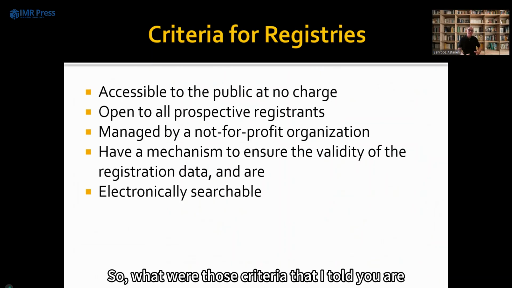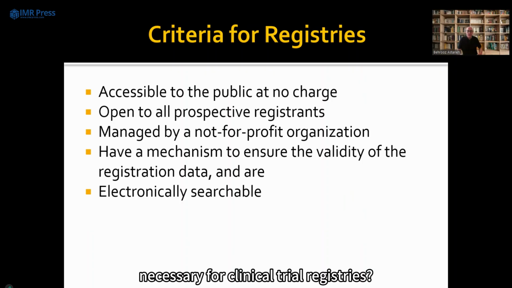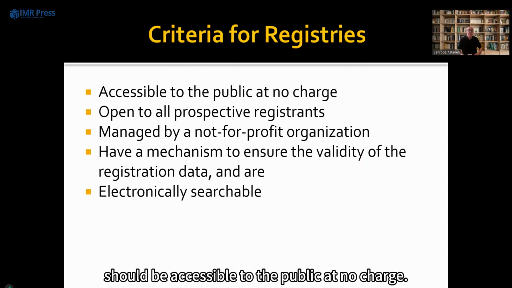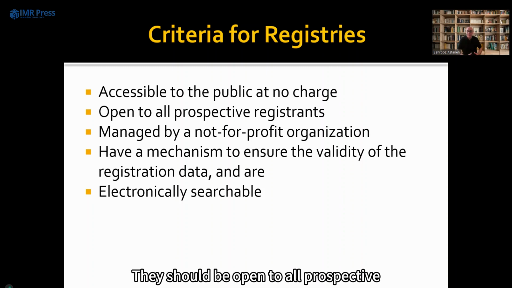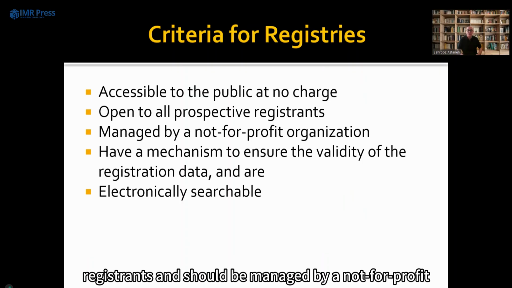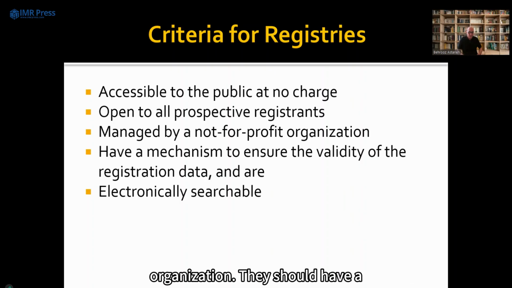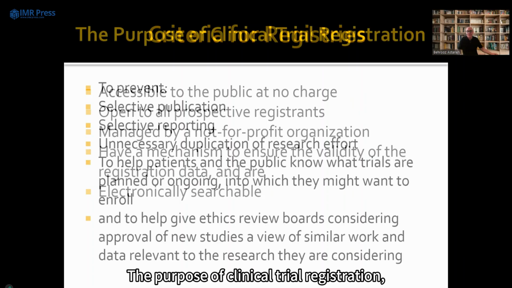So what were those criteria that I told you are necessary for clinical trial registries? The first criterion is that these registries should be accessible to the public at no charge. They should be open to all prospective registrants and should be managed by a not-for-profit organization. They should have a mechanism to ensure the validity of the registration data, and for sure they must be electronically searchable.